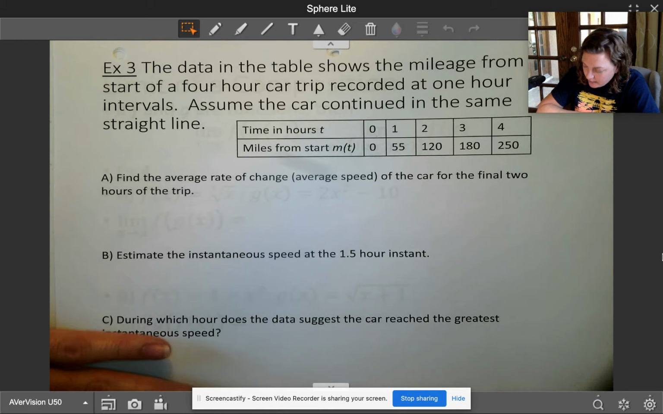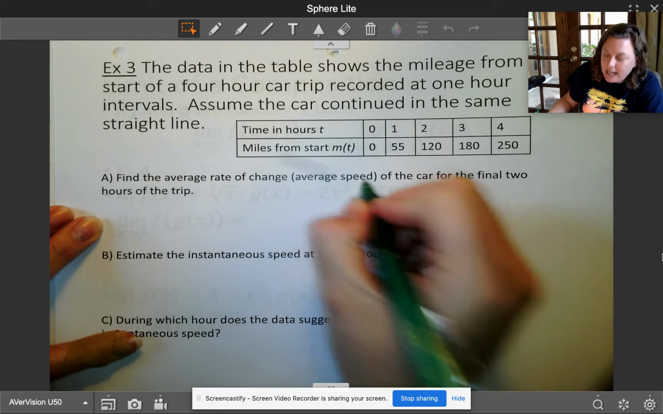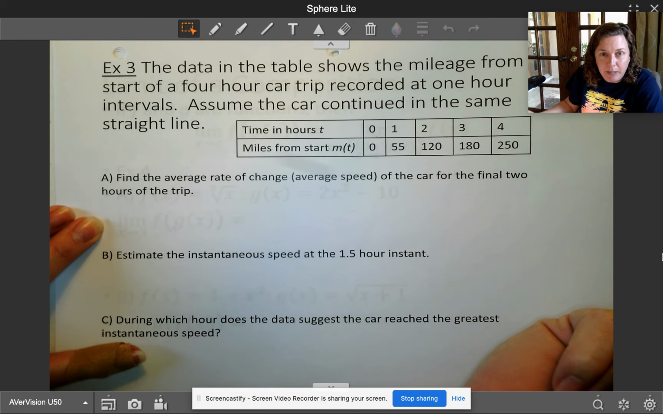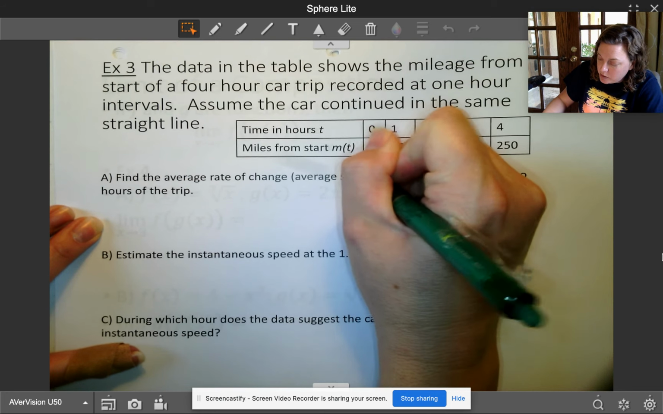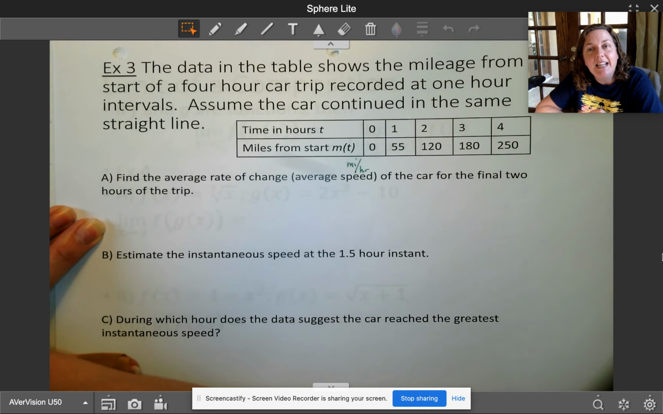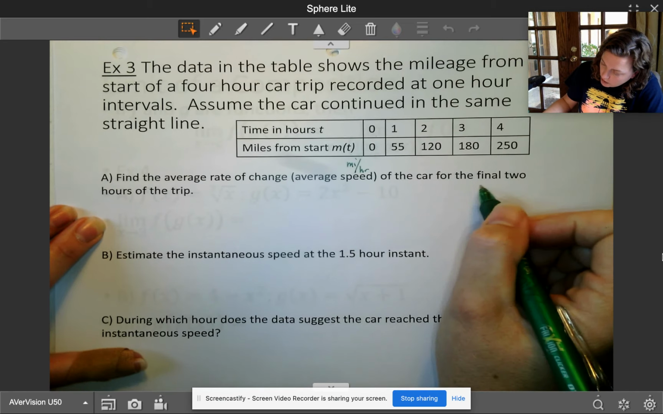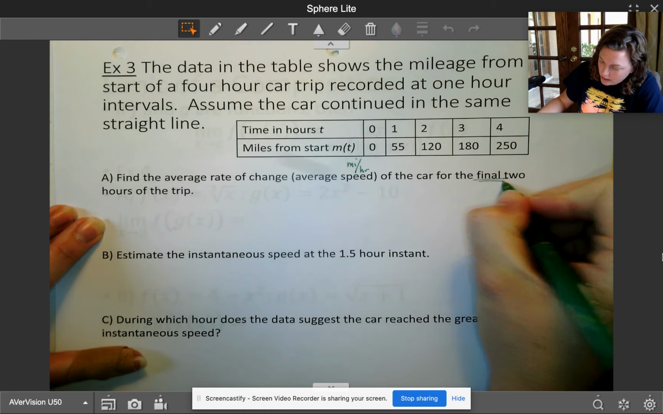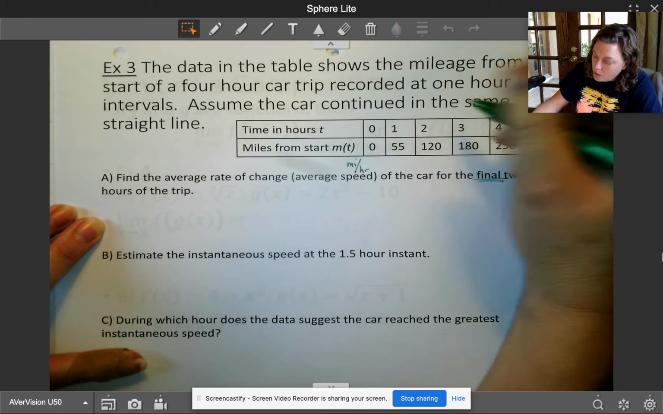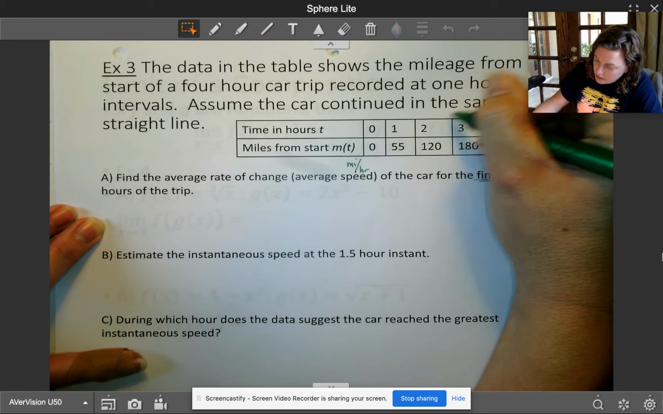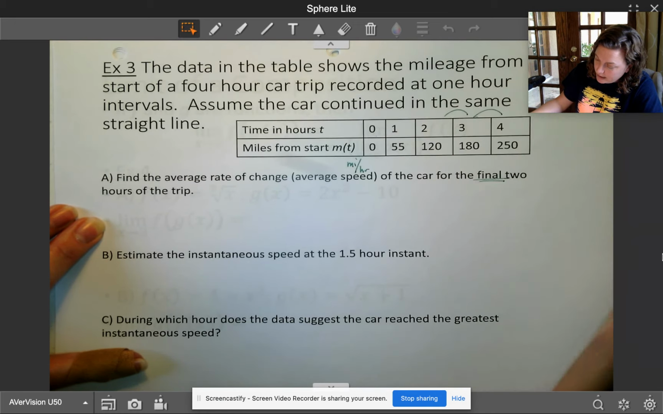All right, find the average rate of change. And we gave you a hint, hey, it's average speed. Well, when you think about speed, that's usually like miles per hour. All right, that is a big, big clue. And you want to pay attention to units, so get used to looking for units. They're really helpful. What is the average rate of change of the car for the final 2 hours of the trip? So that would be this third hour and this fourth hour.